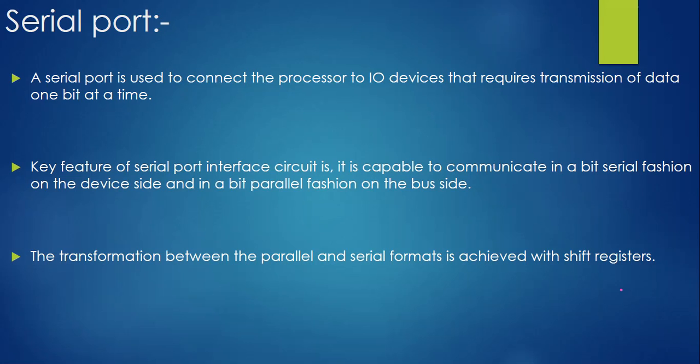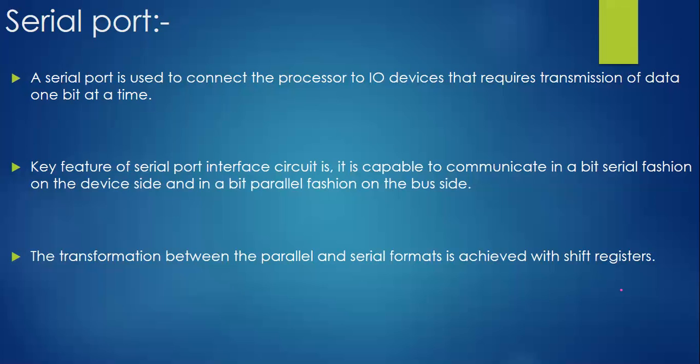Then, the key feature of the serial port interface circuit is that it is capable of communicating in a bit serial fashion on the device side, and in a bit parallel fashion on the bus side. Observe it very carefully, this is very important. The serial port circuit I'm going to explain in the next slide has the potential to communicate in a serial fashion on the device side. A device means, for example, a keyboard, or let me take the example of a printer, which works in a serial fashion.